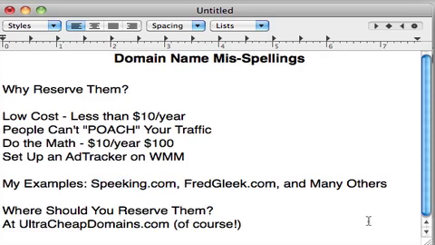So there are two ideas, and I suggest that you reserve common misspellings around your name and around other websites that you have where people may make mistakes, because in the end, this just makes financial sense. So again, go to ultra cheap domains, of course, because I get about $0.25 per name if you reserve them there, and reserve any misspellings of any domain names that you have that would be common for people to make, just so that you can get that traffic rather than giving it to someone else. So there you have it.